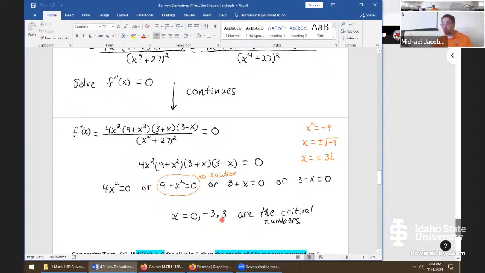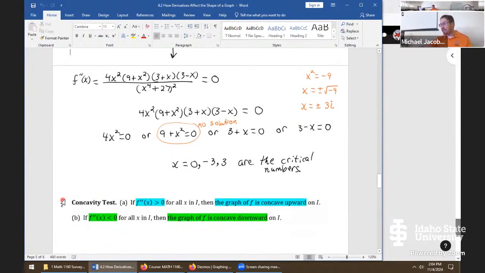And now we're just going to cut up the real number line, and use this test again to find out where it's concave up and concave down. So that's just talking through the problem. Any questions at all in the process so far?